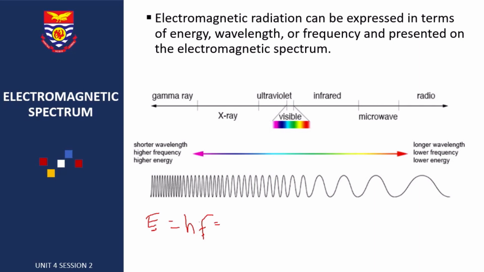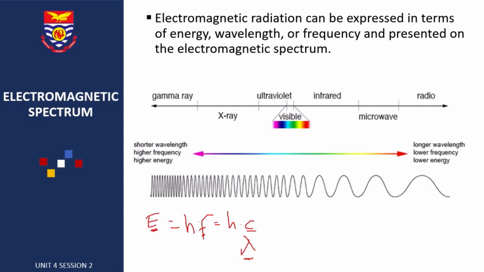The f here can also be represented as c over our wavelength, so E equals h times c over the wavelength. So anytime the E increases, we expect that the wavelength should reduce. Or anytime the frequency increases, we expect that the wavelength should also reduce.